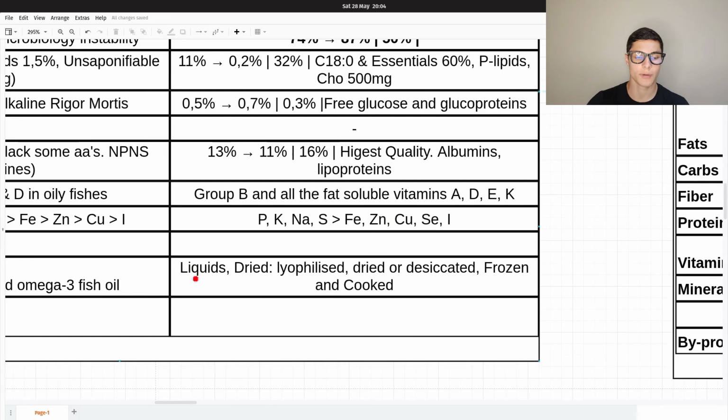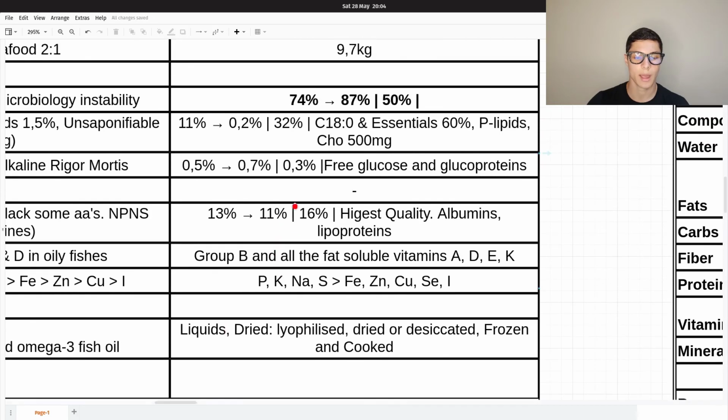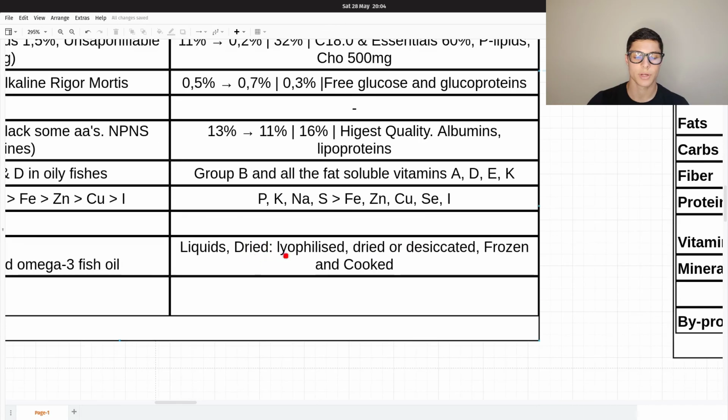The byproducts of eggs are liquids, dried or lyophilized, desiccated, frozen eggs and cooked eggs. Liquids are, for example, the pasteurized egg whites or the pasteurized egg yolks, and then dried egg whites or egg yolks, and frozen whole eggs and cooked whole eggs. You can find them as well.